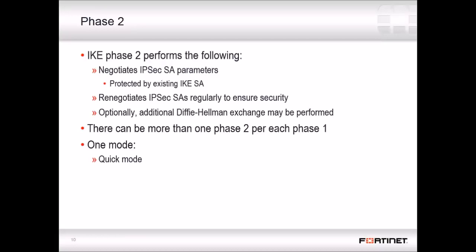The Phase 2 negotiates the IPsec SA parameters using the already secure Phase 1, known as IKE SAs. It renegotiates those parameters regularly to increase security. Also, as mentioned in a previous slide, perfect forward secrecy can be enabled to have Diffie-Hellman recalculate a new common secret key each time the Phase 2 session key expires. We can have more than one Phase 2 in each Phase 1, as an example, for cases where we want to use different encryption keys for each subnet whose traffic is crossing the tunnel. The Phase 2 only has one mode, which is called quick mode.